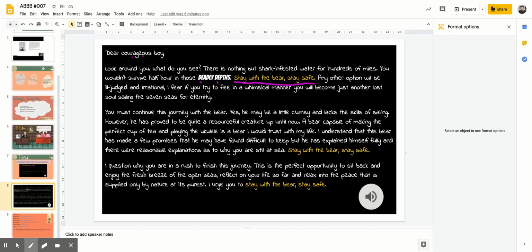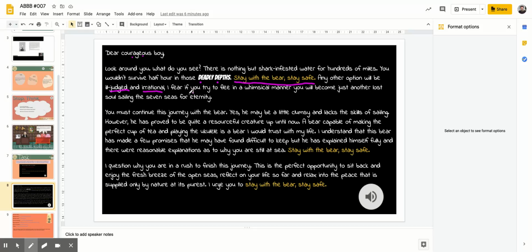I then told him that he has no other option. Any other option will be ill-judged and irrational. So I've used those words, ill-judged and irrational. I've told him that the only decision basically is to stay with the bear. Anything else would be a bit stupid to do.